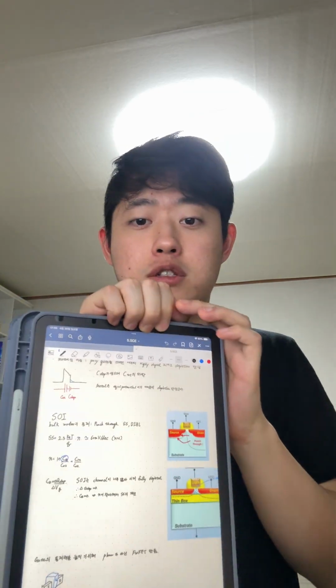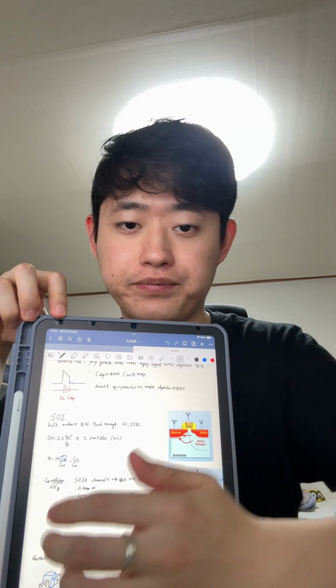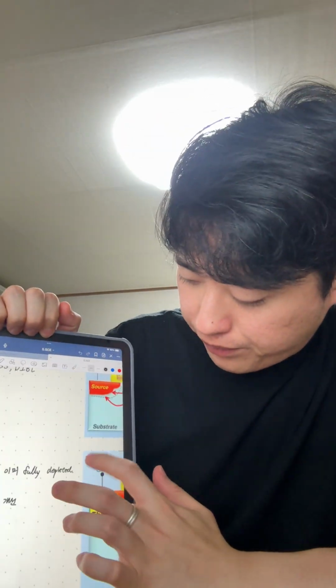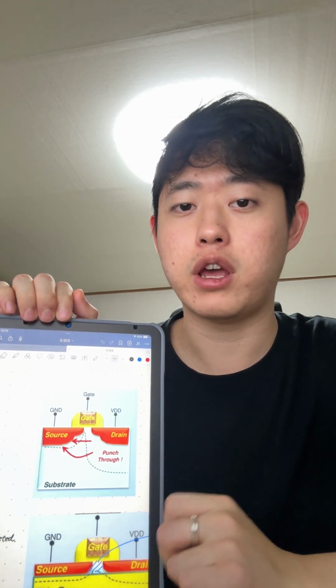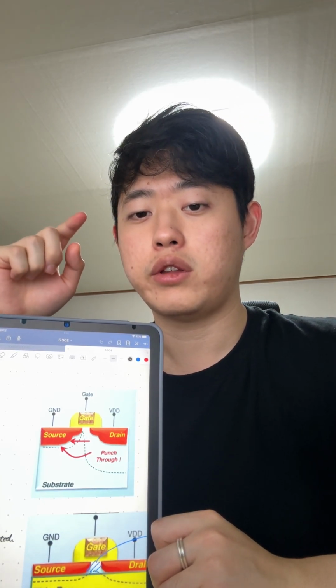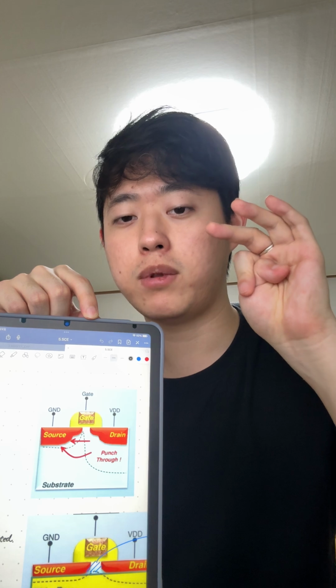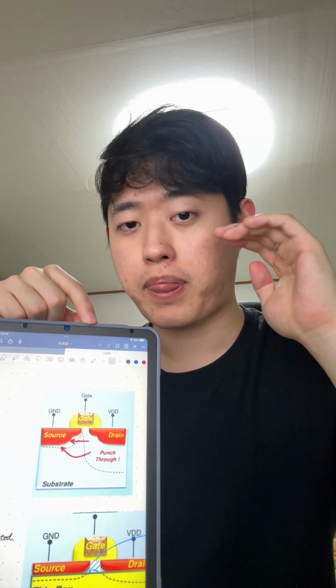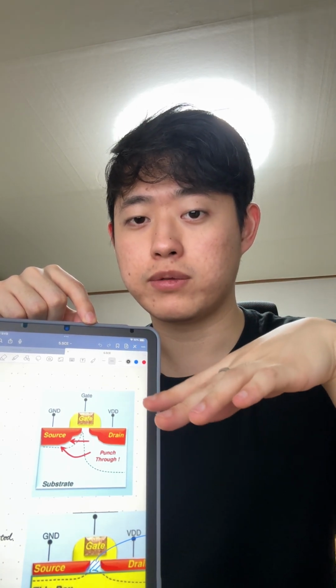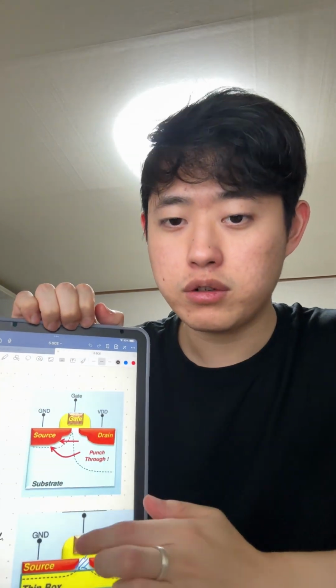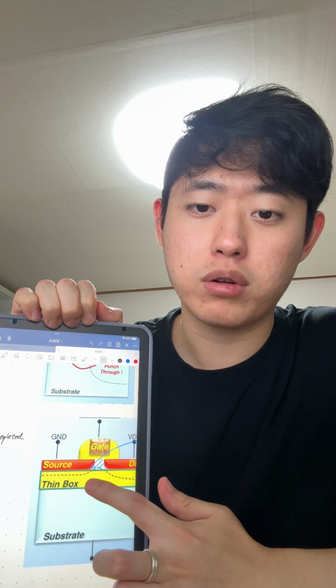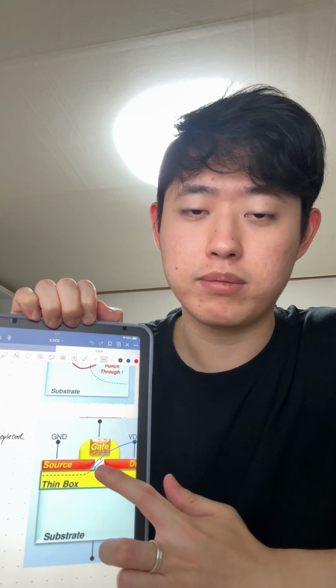Okay, and we can use the SOI, silicon on insulator. In the bulk wafer, there are punch through, DIBL, and some poor subthreshold swing. So here's the solution: there is the thin BOX, buried oxide.